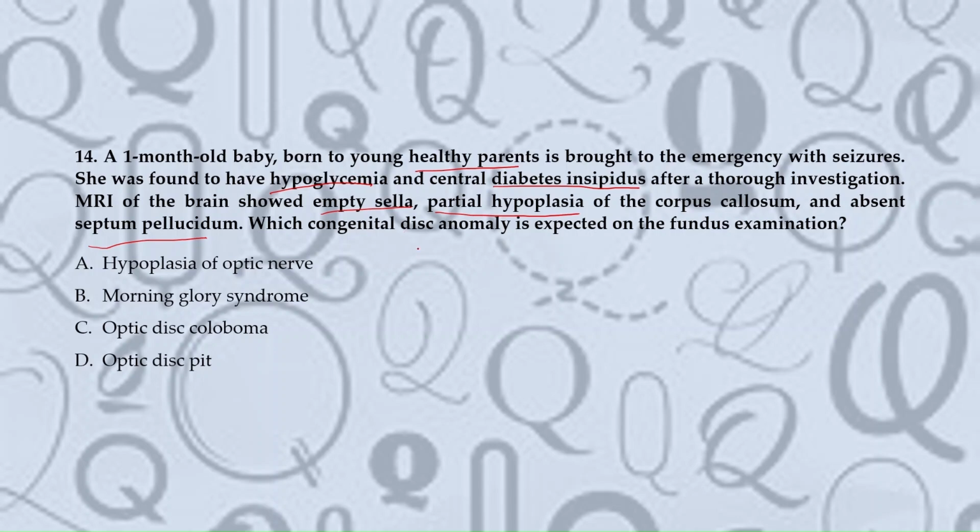So let's see what the child has. The child is born to a healthy couple and has hypoglycemia and diabetes insipidus. So probably we are dealing with pituitary anomalies, and the brain shows empty sella, which says that the pituitary has not grown at all, and the corpus callosum and septum pellucidum are midline structures in the brain. So this patient has pituitary abnormalities with midline brain anomalies. This is a typical case of septo-optic dysplasia, called de Morsier syndrome, in which you get pituitary and midline brain anomalies, and it is usually seen in association with optic nerve hypoplasia. So the right answer is optic nerve hypoplasia.